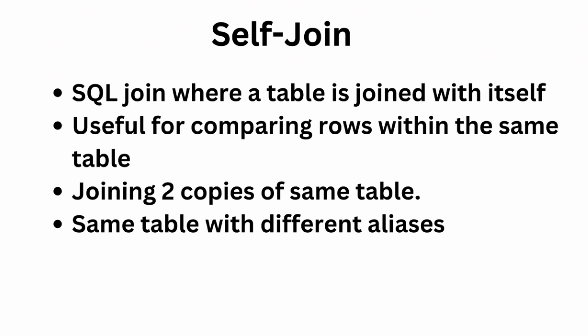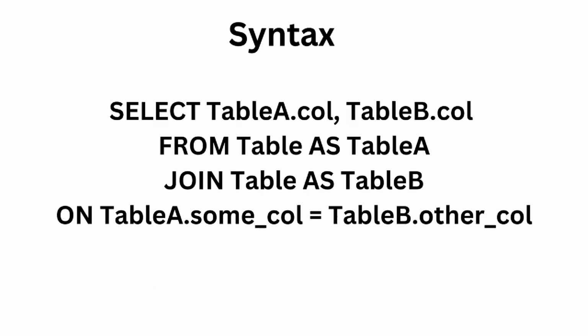So let's see a syntax example of this in order to see what I'm talking about when I mean the same tables being joined as well as those table aliases. So here we can see the syntax for a self-join. I'm saying select tableA.column, comma, tableB.column from table as tableA, join table as tableB on tableA.some_column matching to tableB.some_other_column.